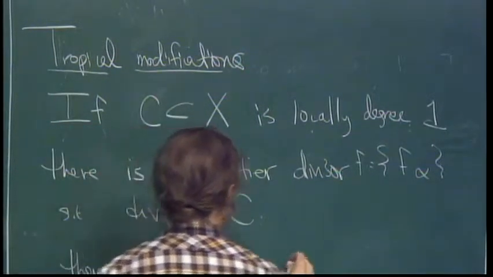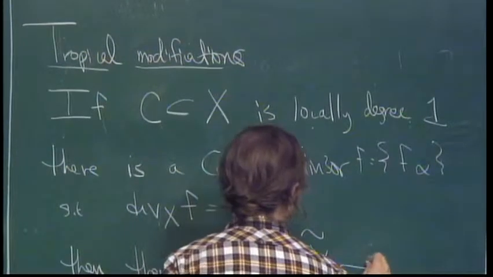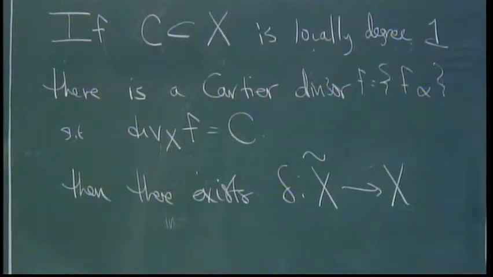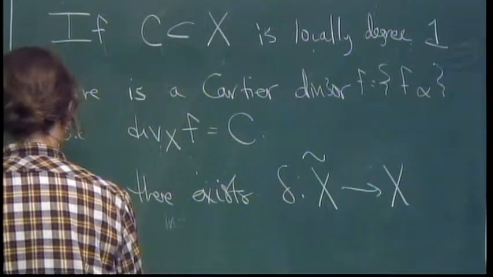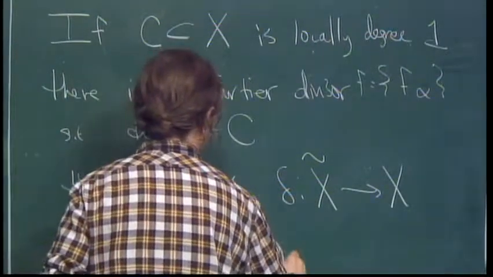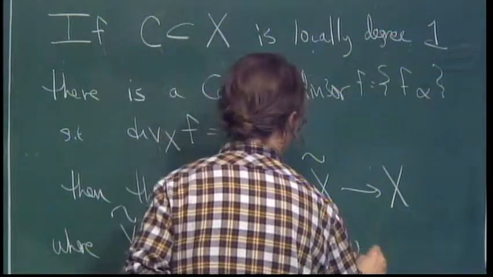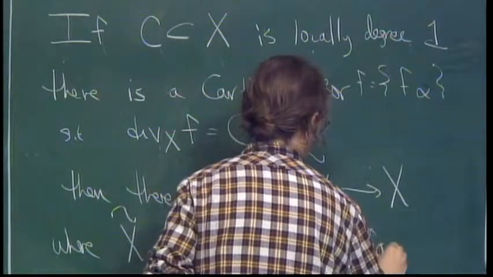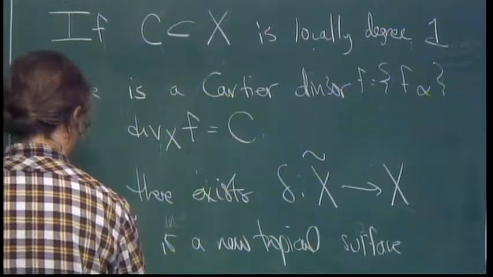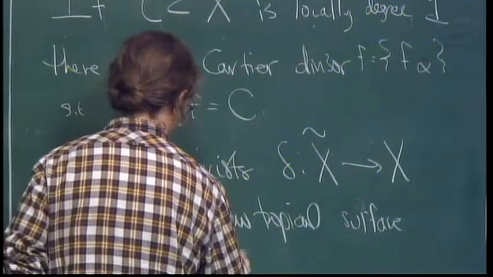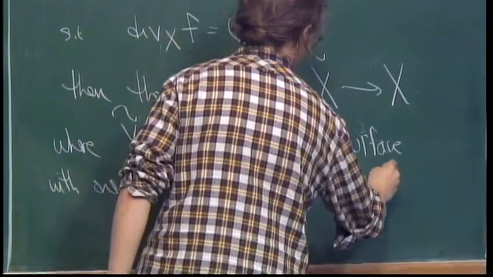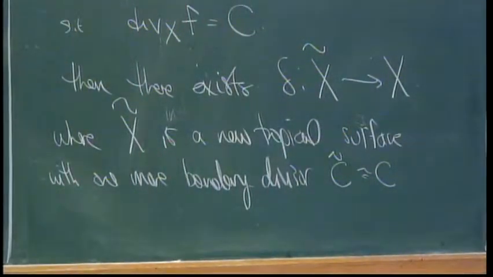And a tropical modification always also comes with a map back to the original space. It looks like the notation for a birational transformation, where this X tilde is a new tropical surface. And it has one more boundary divisor. Let's call it C tilde, but it's the same metric graph as the original C.